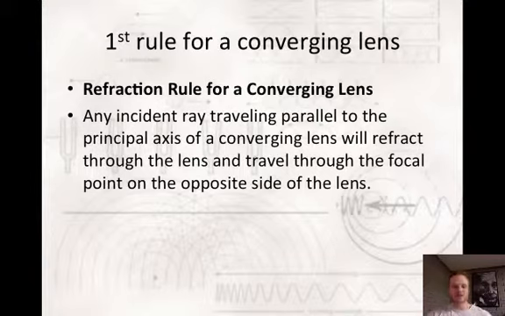Okay, so this rule basically says that any incident ray traveling parallel to the principal axis of a converging lens will refract through the lens and travel through the focal point on the opposite side of the lens.